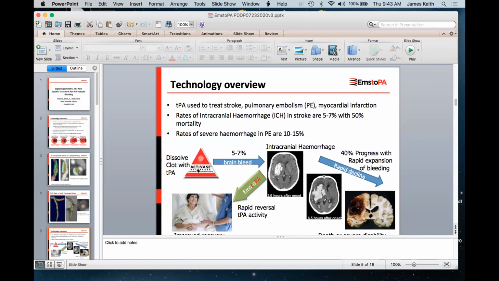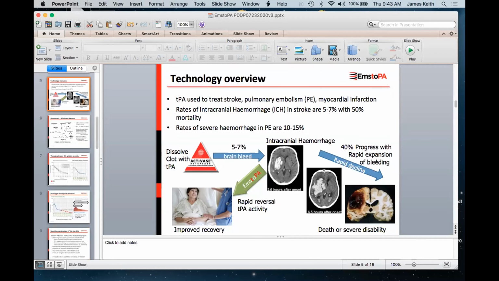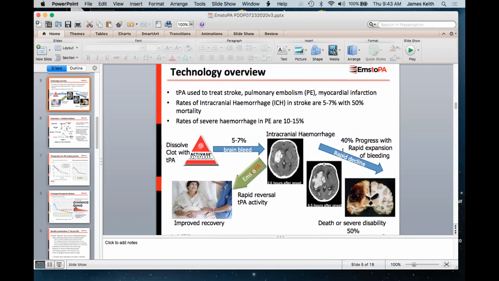So in the case of ischemic stroke, tPA is given. It does its job in 60 minutes or so and restores blood flow, but then intracranial hemorrhage begins to occur, or what's called hemorrhagic conversion, bleeding into the area of the infarct by the weakened blood vessels. And these can progress rapidly and result in severe disability and death.